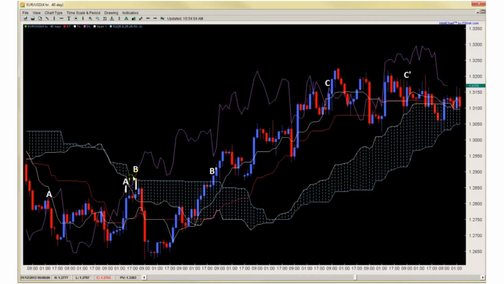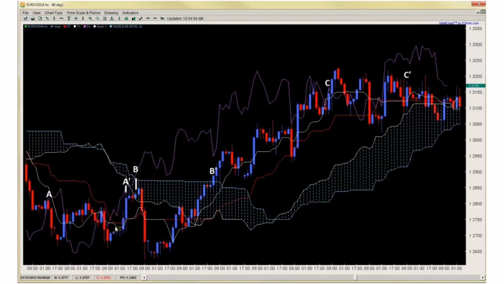So this B is 26 candles back from B prime. If we go 6 candles back from this, 1, 2, 3, 4, 5, 6, this would be the B at the time of the crossover right here. But take a look at B at the time of the crossover. The Chikou line has crossed the price line at that point, so that's favorable.